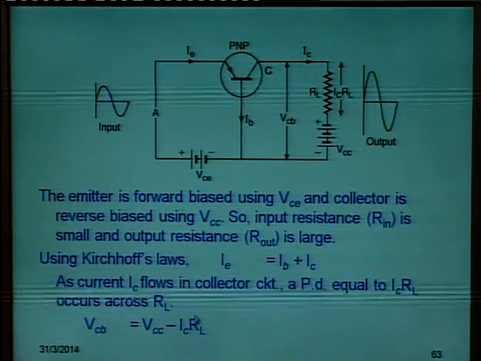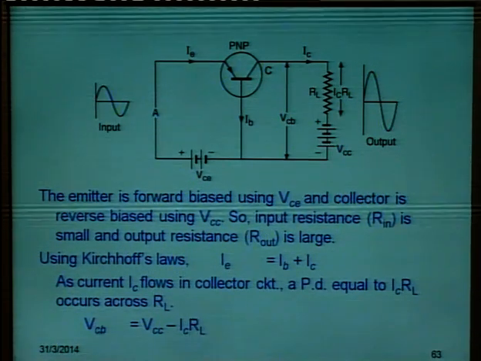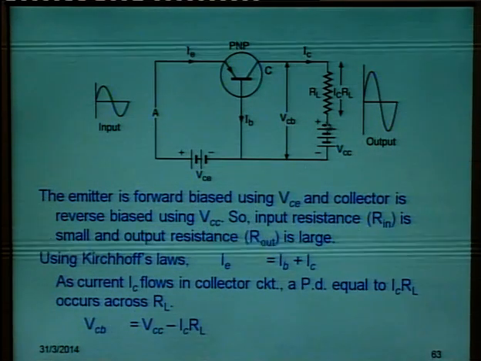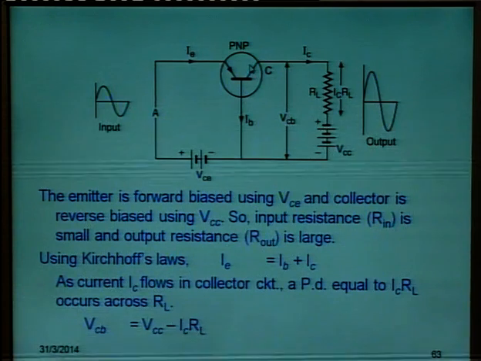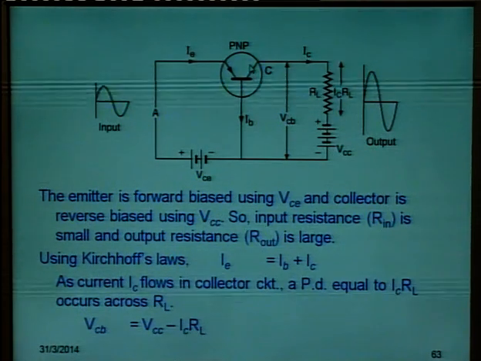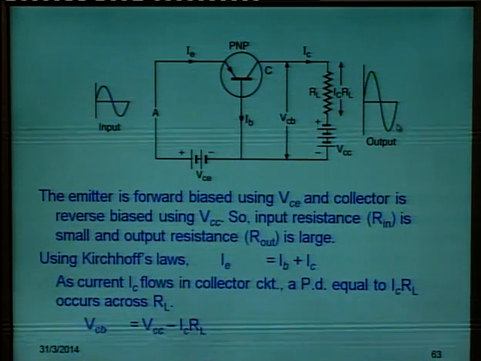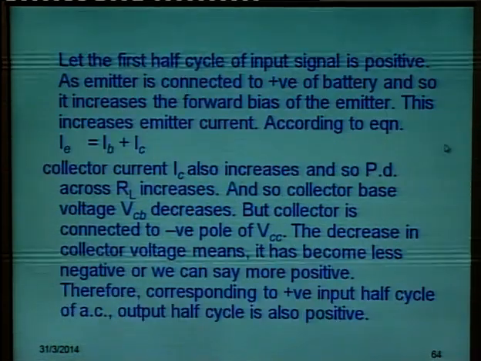This means this thing which is getting minus from VCC, it is lesser. This means VCV will increase. VCV increases means negative voltage on the collector has increased, means it has become more negative. So, for the second half cycle it has become more negative.